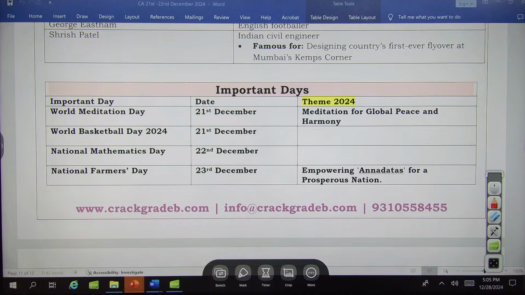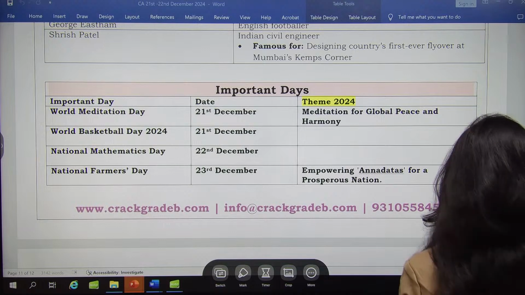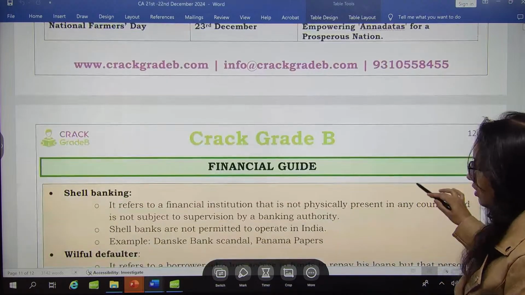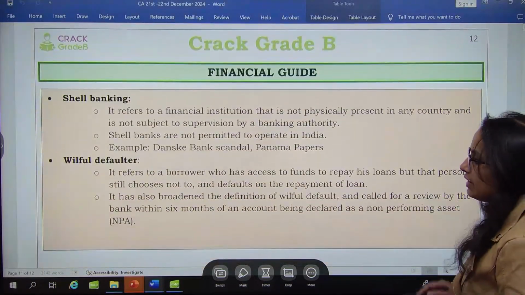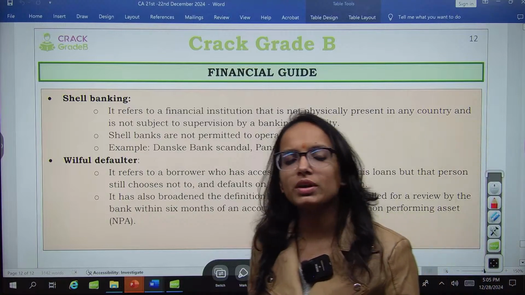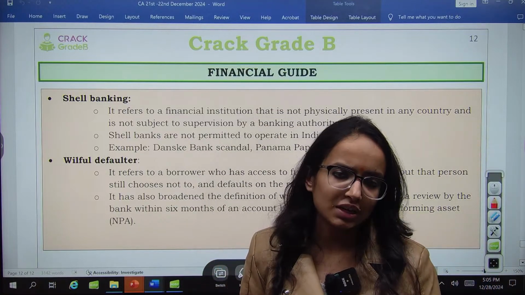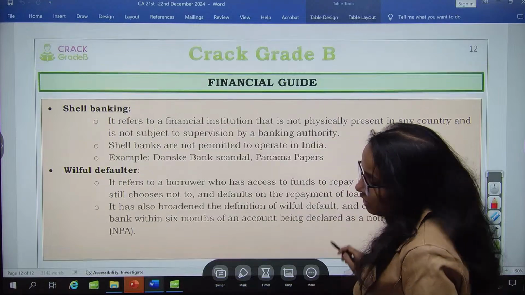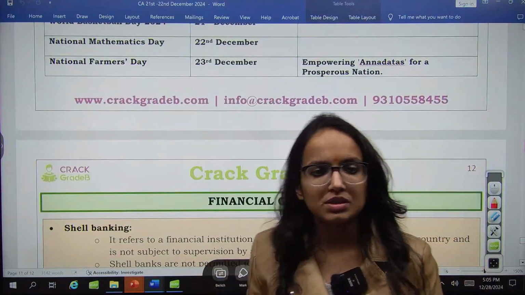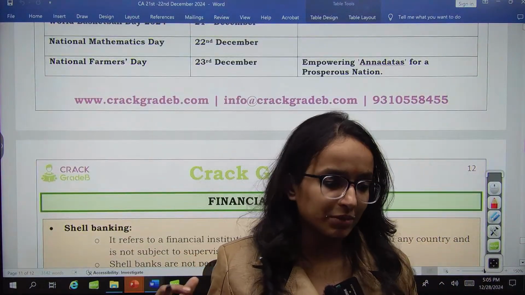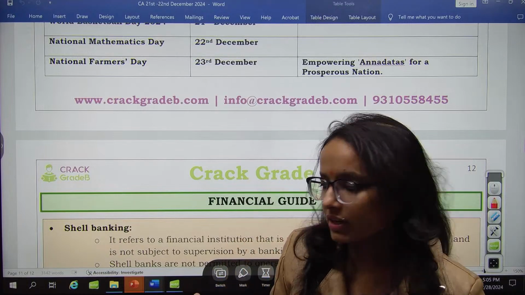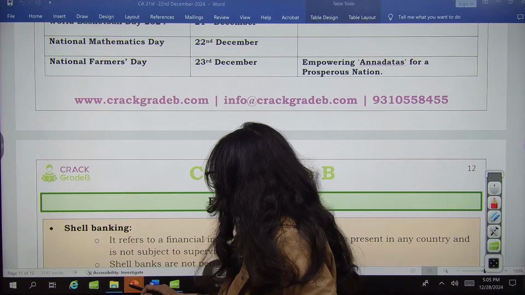So these were the news. Now this is the financial guide, the glossary which you can refer to for your understanding of the financial concepts, right? This was all about 21st and 22nd December CA. Now it's time for the top 5 MCQs from the 21st to 22nd December CA discussion. Let's have these questions.